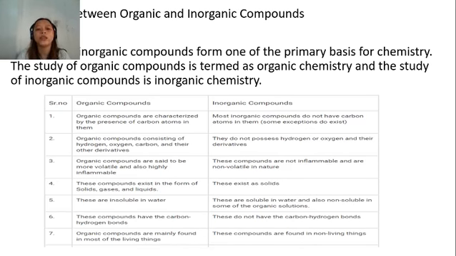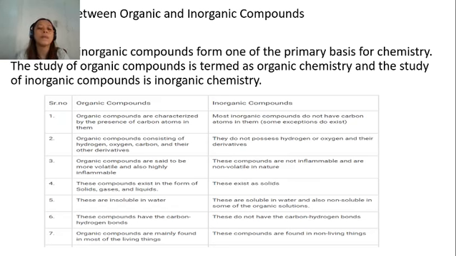Organic compounds are said to be more volatile. Why volatile? They are more flammable, highly inflammable. So these inorganic compounds are not inflammable and are non-volatile in nature, meaning they do not burn. These compounds exist in the form of solid, gases, and liquid for our organic compounds, and inorganic exists as solids only. Next, organic compounds are insoluble in water. For our inorganic, these are soluble in water and also not soluble in some of the organic solutions.